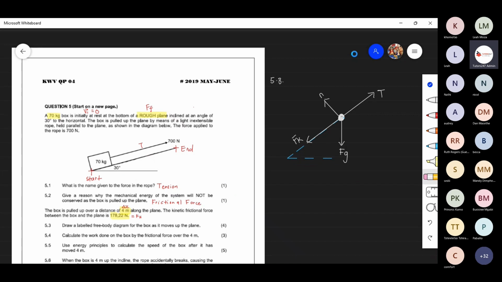For example, if you want to use your work net equals change in kinetic energy formula, all you need is velocity, mass, and the magnitudes of each force. If you want to use your work done by non-conservative forces method, all you need is your heights, to calculate potential energy, and you'll need your mass and your velocity to calculate kinetic energy.